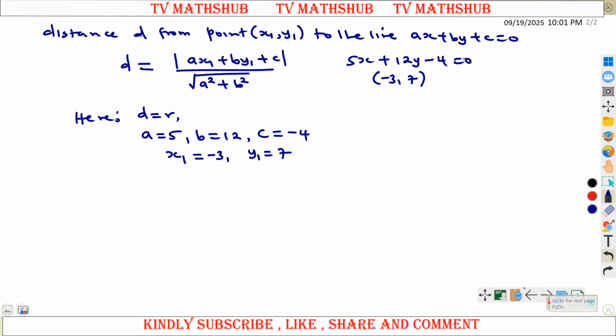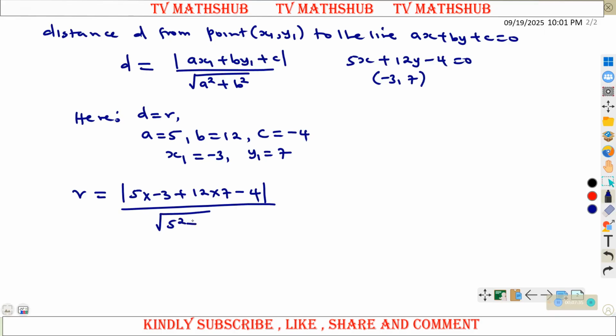So going on, we shall have our r as the magnitude of ax, that is 5 times x1, which is negative 3, then plus b, that is 12 times y1, that is 7, then plus c, that is minus 4. So this we shall divide by the square root of 5 squared plus 12 squared. So what will this one give? This will give negative 15.